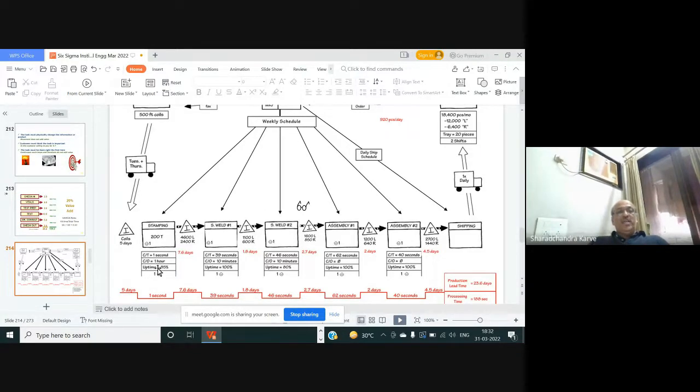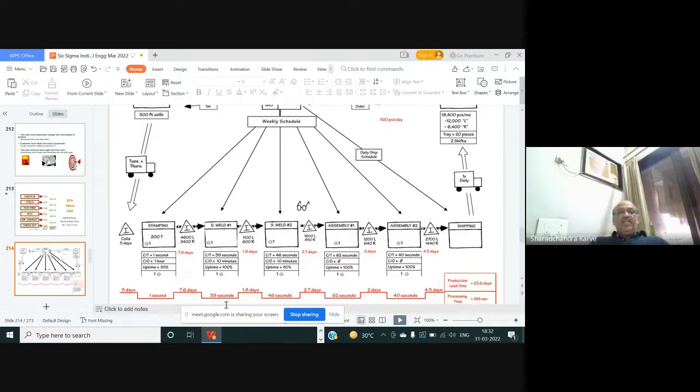And how much is the uptime of this equipment? If you look at the timestamp of each and every item being produced at stamping, it takes only 1 second, but it stays in the queue for 5 days. So the material has come and is in a queue for 5 days, and after that the stamping is done in 1 second and it goes to the second step.